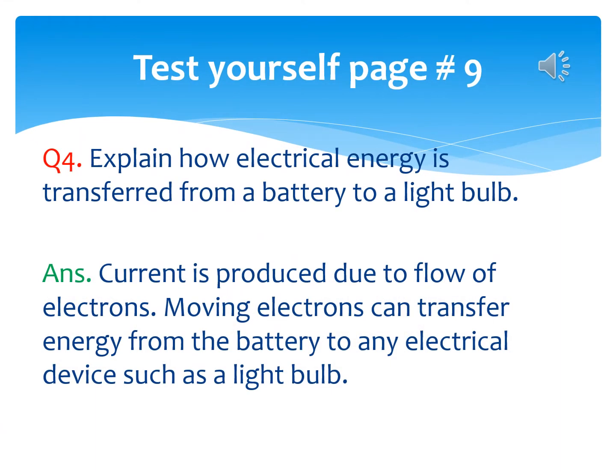Question number 4. Explain how electrical energy is transferred from a battery to a light bulb. Its answer is, current is produced due to flow of electrons. Moving electrons can transfer energy from the battery to any electrical device such as a light bulb. Dear students, write these questions on your notebook.